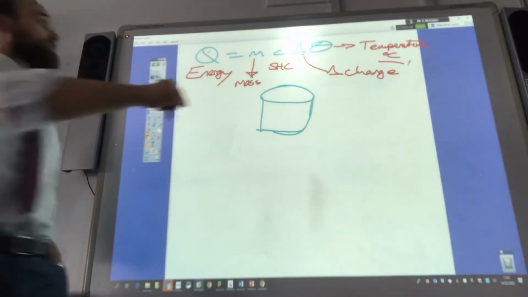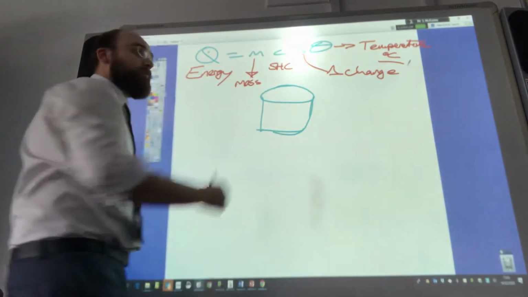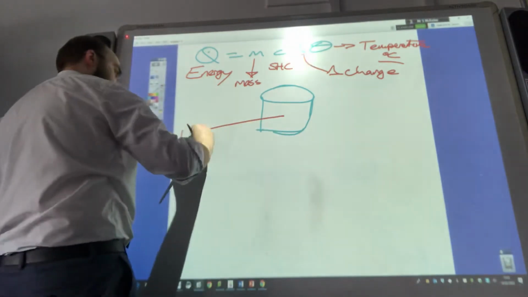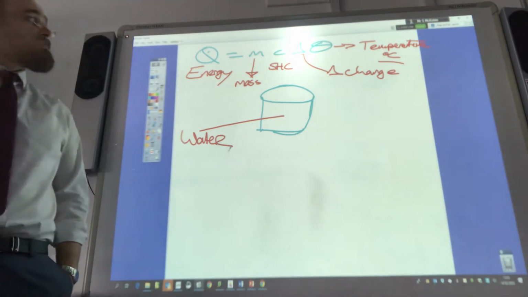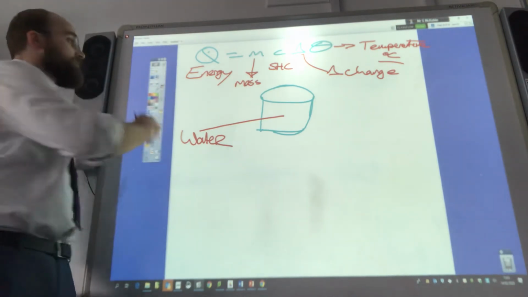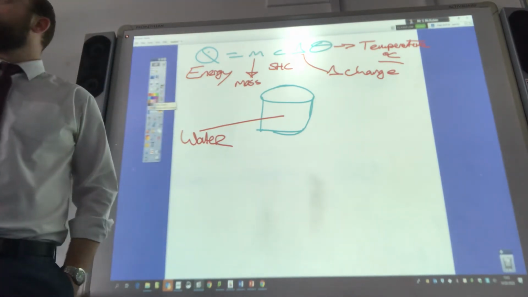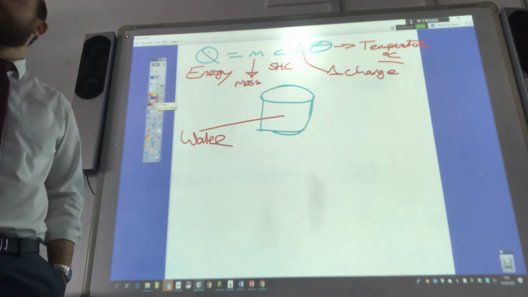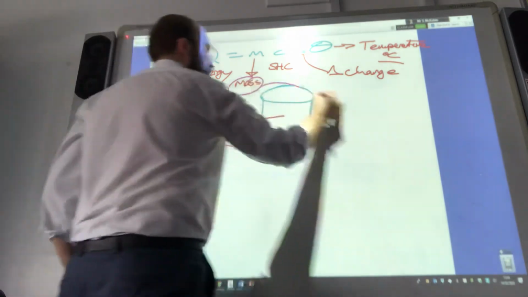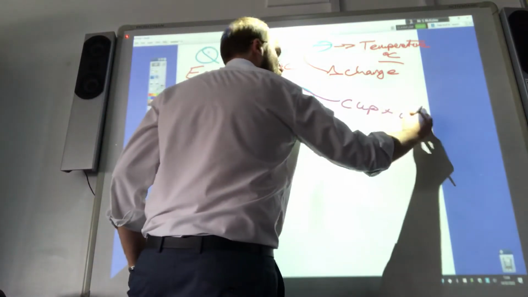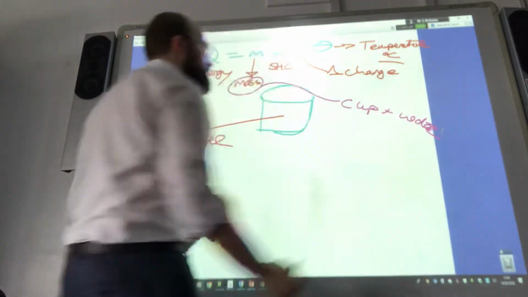I want to find the specific heat capacity of this cup of water. I should probably label that as water because I am not an art teacher. I want to find the specific heat capacity. What are the things that I then have to measure that will allow me to do this calculation? Go. Is it the mass of the cup without water and then the mass of the cup with the water? Very good. Mass of the cup and mass of the water.